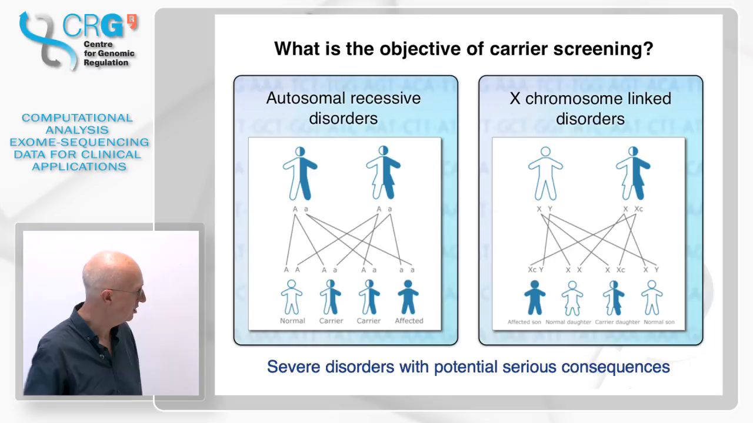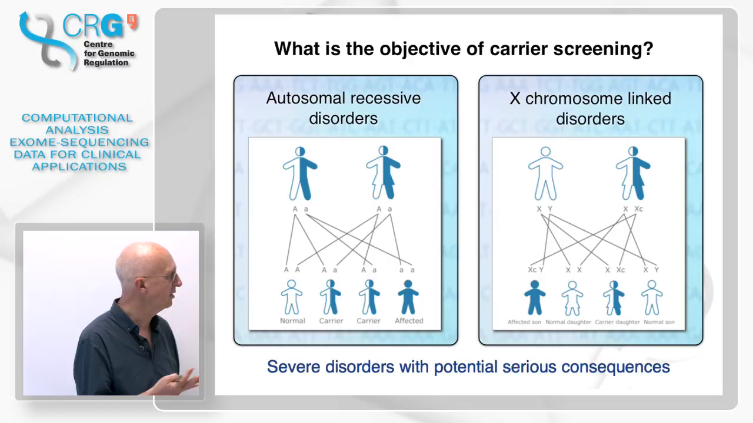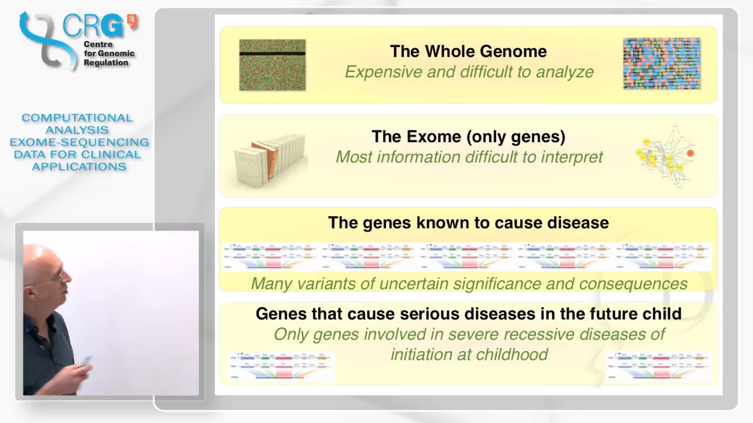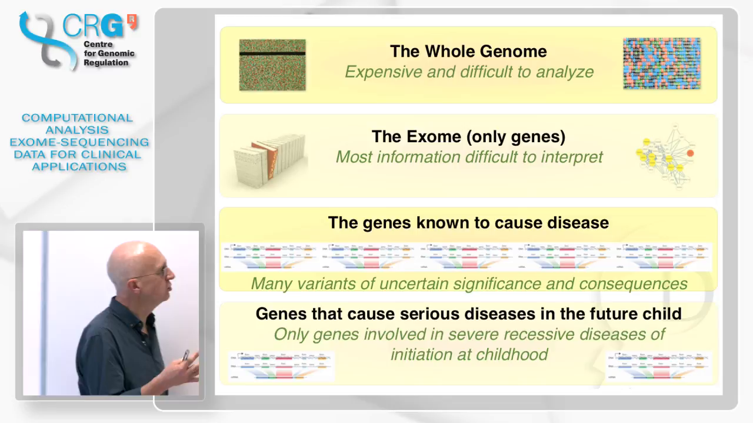And we want to test not for color blindness or some other phenotypes that are not really relevant from the health point of view, but for severe disorders that may have potential consequences for the child. So as I mentioned, we have several options. Of course, we can do the whole genome, but we are not interested in all the information of the genome, and it's still expensive, difficult to analyze, and we need to just extract what we are interested in.